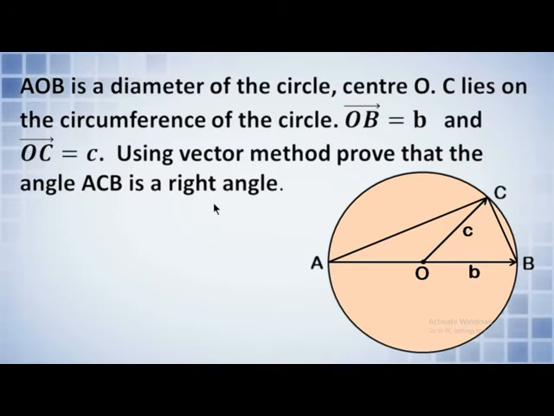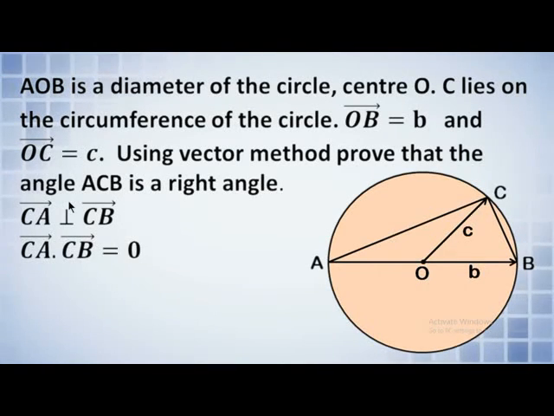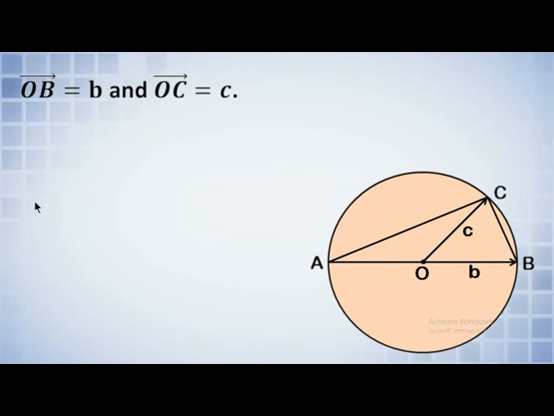How to prove that ACB is a right angle? We need to prove that CA is perpendicular to CB. How to prove that they are perpendicular? Their dot product equals 0. Okay, we know that OB equals vector B and OC equals vector C. This vector and this vector.